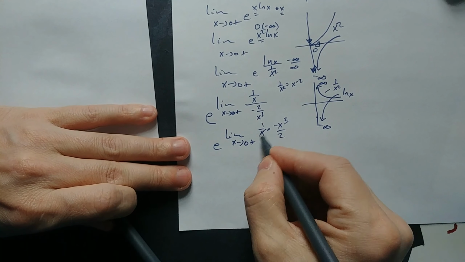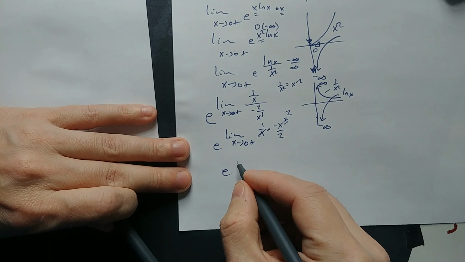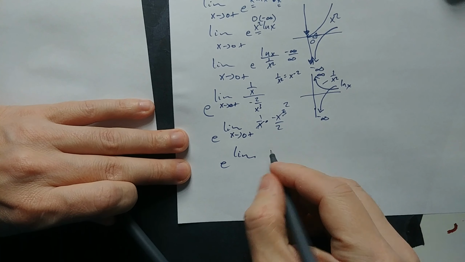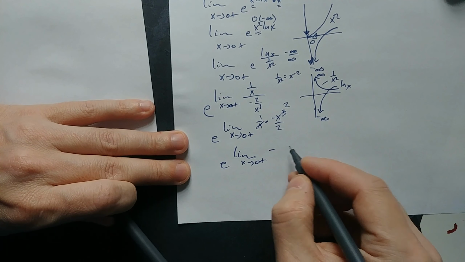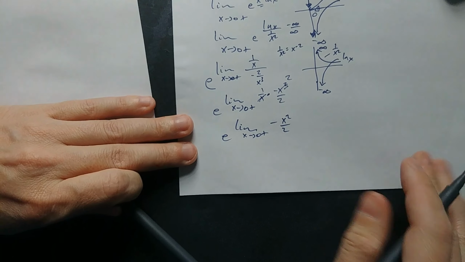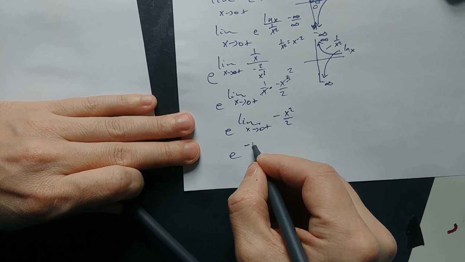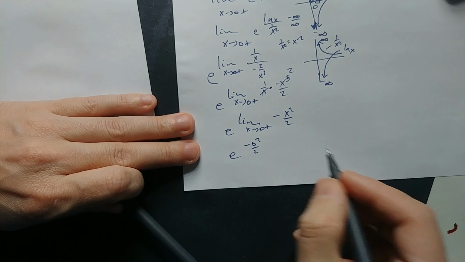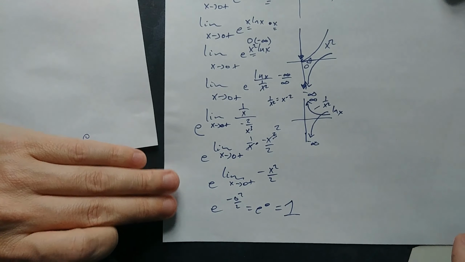Now we know what to do. Like this will cancel, leaving a 2 here, and then you have negative a half. So you have e, and then the limit as x approaches 0 from the right side of negative x squared over 2 pretty much. And now we can just do it with direct substitution. So you're going to have the e, and then direct sub says it's going to be negative 0 squared over 2, which is e to the 0, which is 1, and that's the value of the limit.